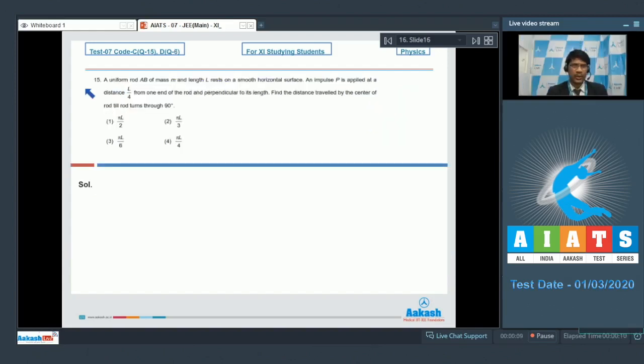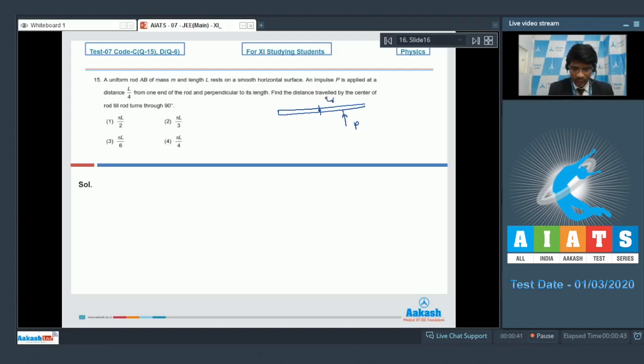Here in question number 15, a uniform rod AB of mass m and length L rests on a smooth horizontal surface. An impulse P is applied at a distance of L by 4 from one end of the rod and perpendicular to its length. Find the distance traveled by the center of the rod till the rod turns through 90 degrees. Two different important concepts are being used here. First one is the conservation of linear momentum. Let's say this is the center here and the impulse is being transmitted at this point.